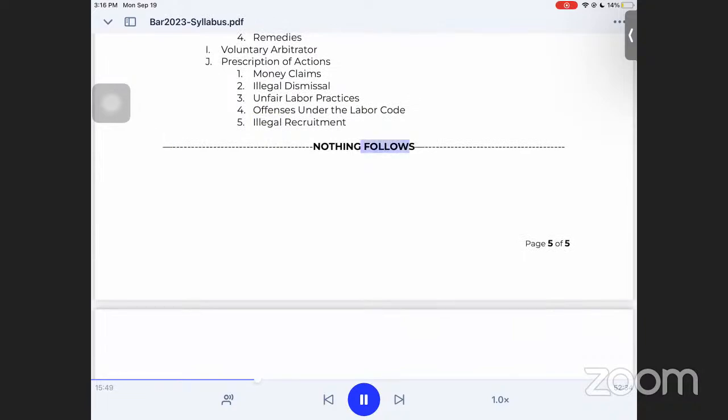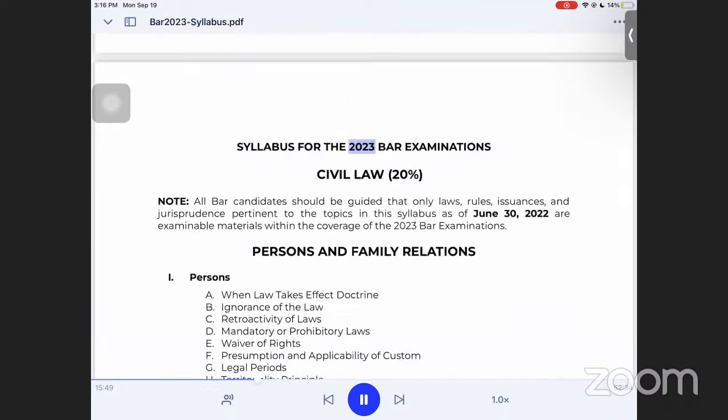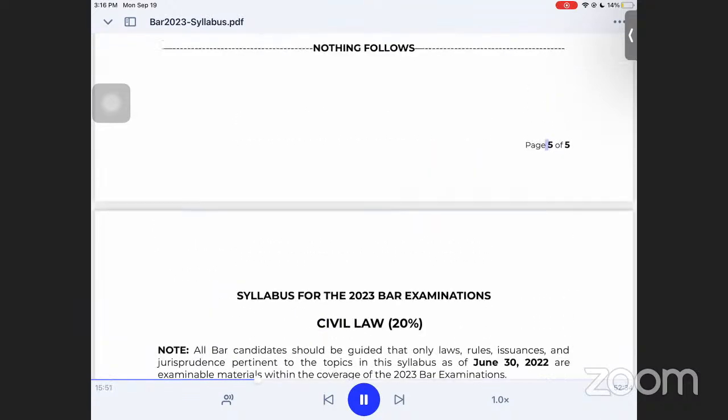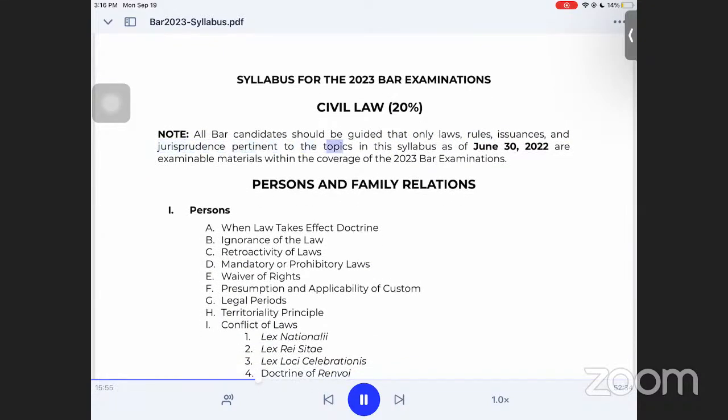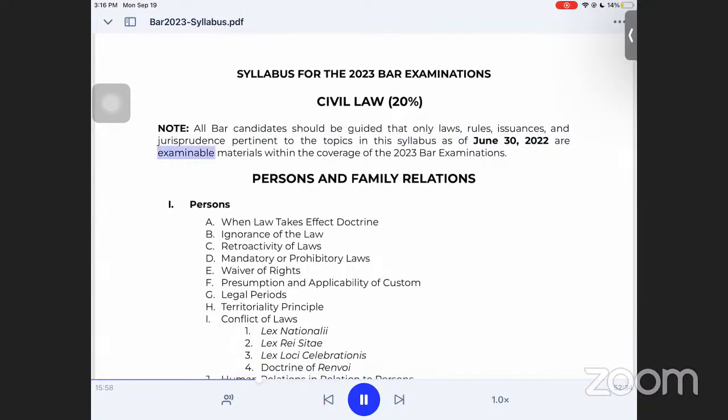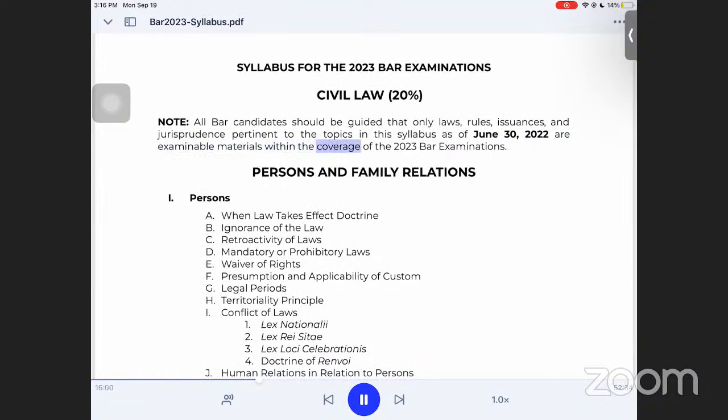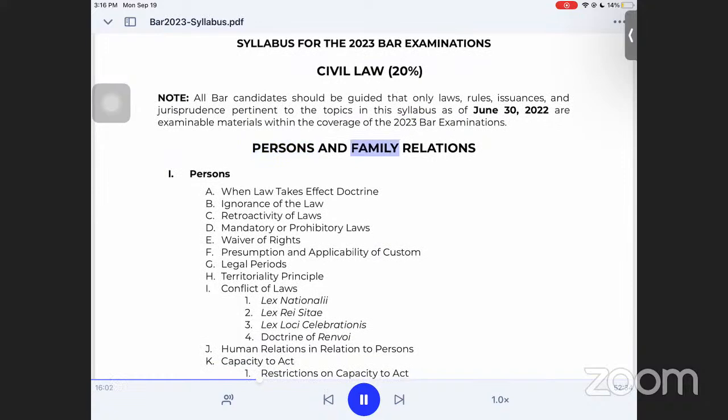Page 5 of 5. Syllabus for the 2023 Bar Examinations. Civil Law, 20%. Note: all bar candidates should be guided to take note that only laws, rules, issuances, and jurisprudence pertinent to the topics in this syllabus as of June 30, 2022 are examinable materials within the coverage of the 2023 Bar Examinations. Persons and Family Relations.